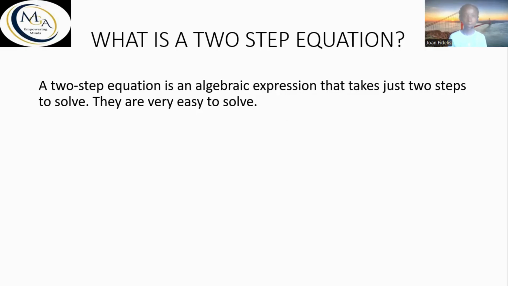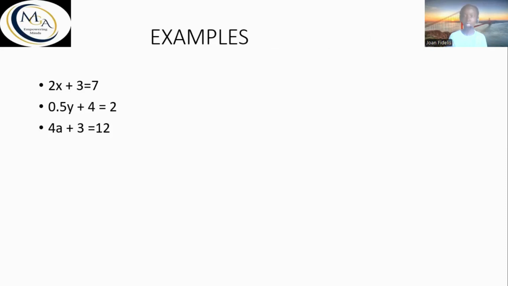A two-step equation is an algebraic expression that requires us to use just 2 steps to solve. So they're pretty easy to solve. And these 2 steps are divided. We have basic, different things we do in these 2 steps. Okay, so that's what makes it 2 steps.